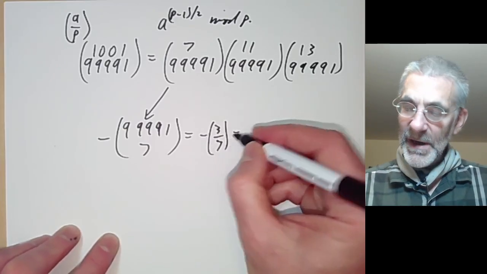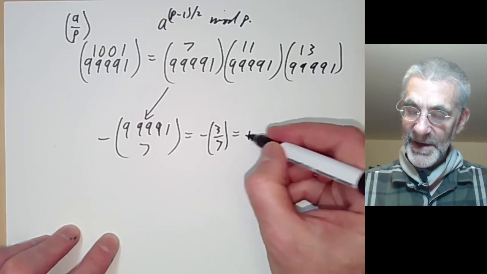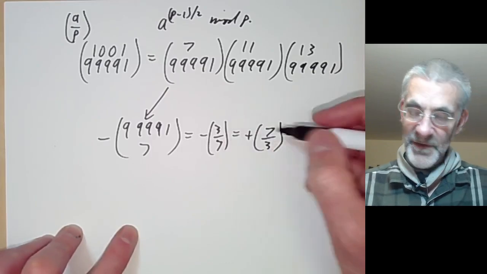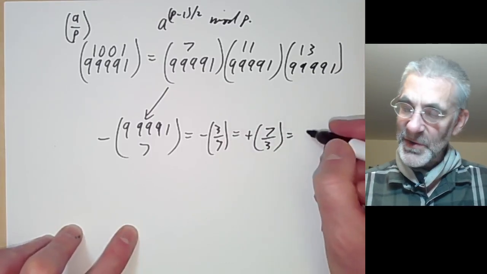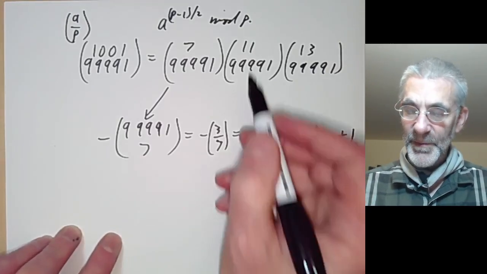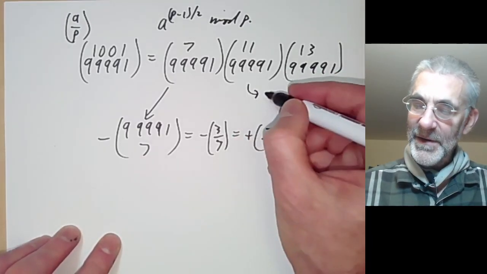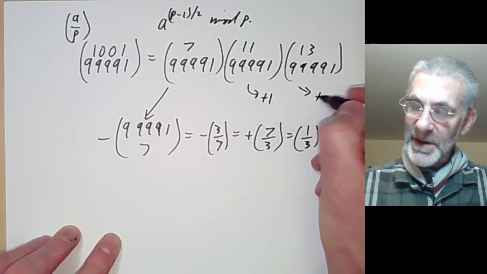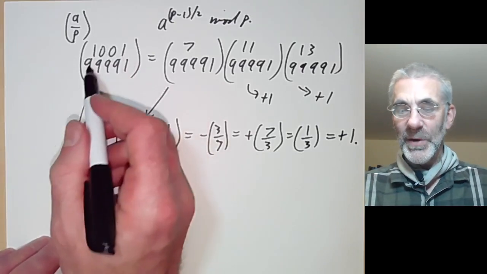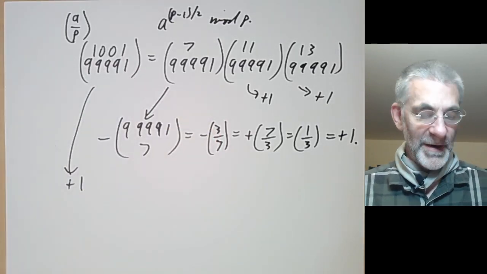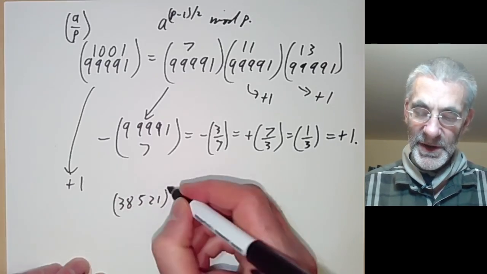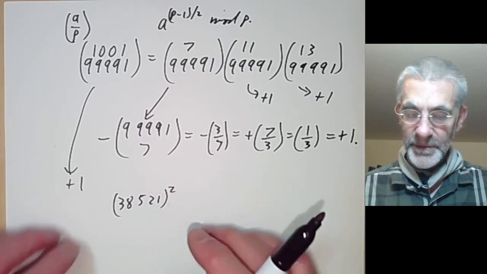And if I'm feeling really lazy, I can use quadratic reciprocity again and say this is now plus (7/3), because 3 and 7 are both 3 mod 4. And now I can reduce 7 mod 3 again and say this is (1/3), and this is finally equal to plus 1. I can work out these two in the same way. This is plus 1 and this is plus 1. So this number here is plus 1, and we see that 1001 is a square modulo 99991. In case you're interested, it's actually 38521 squared, unless I've made a mistake.